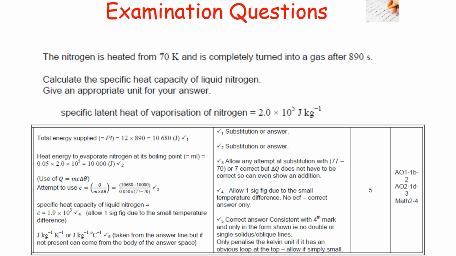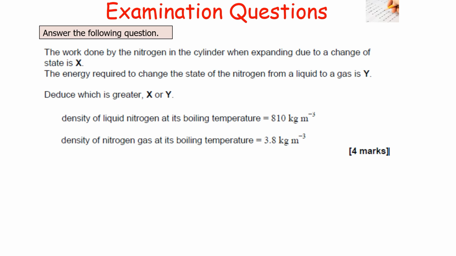Now what are the units of specific heat capacity? It's joules per kilogram degrees Celsius, or joules per kilogram Kelvin, which is an important idea. Now, let's have a look at our next question.